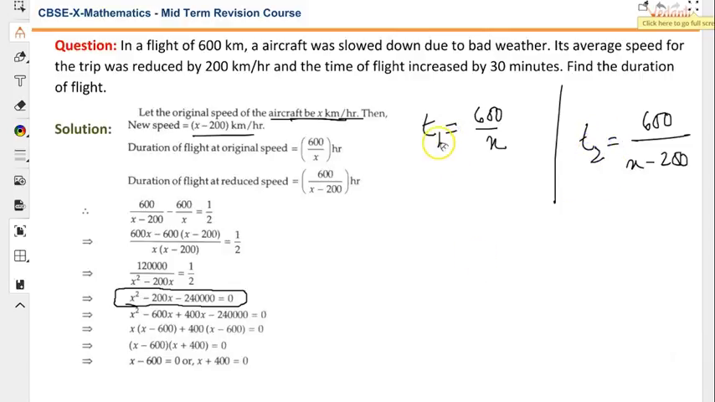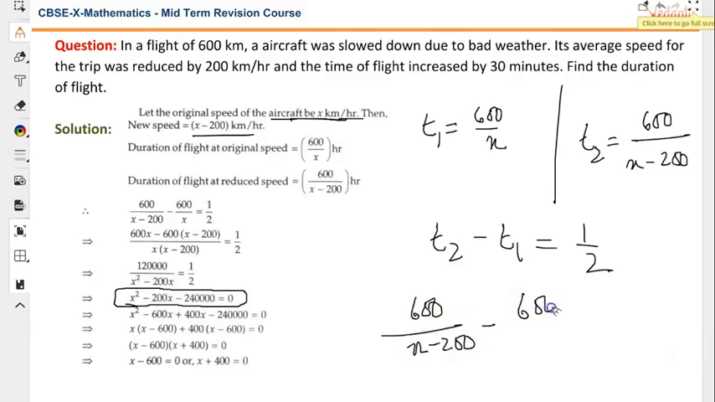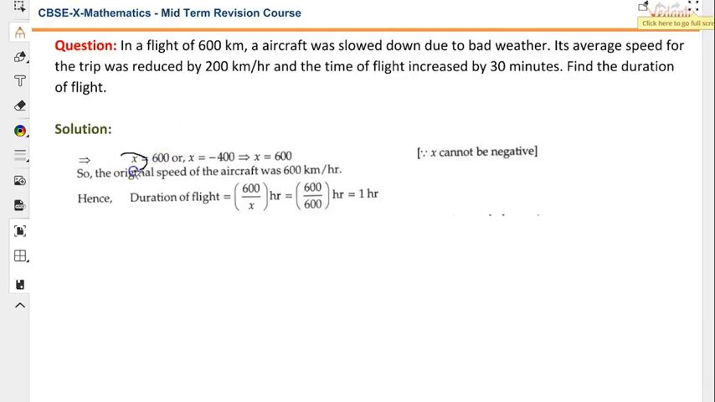Now what is the difference between these? Time 2 minus time 1 is 30 minutes, that is half hour. So you can put the values here: 600 by (x minus 200) minus 600 by x is equal to half. This is how this solution is given. If you solve it, first you need to find the value of x. Once you find the value of x, you need to find the value of y, which is 600 by x. Your 600 by x is coming as 1 hour. So you'll get the same answer.